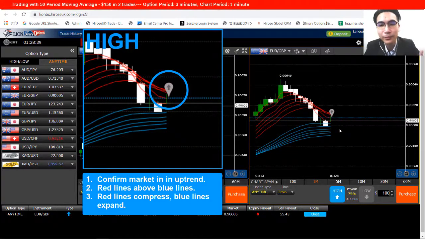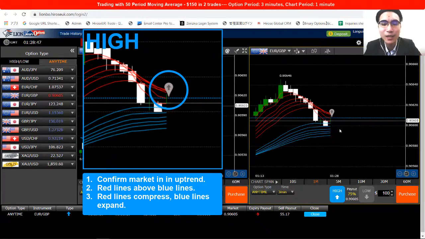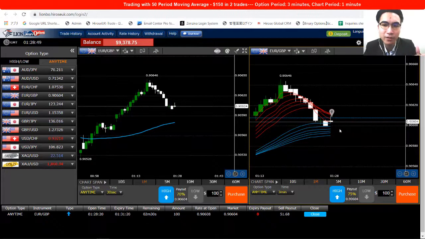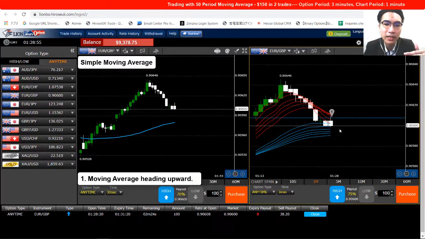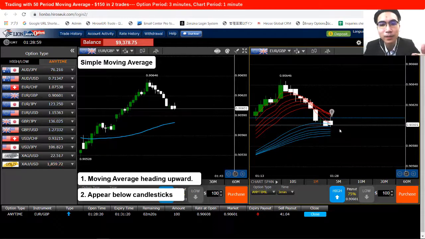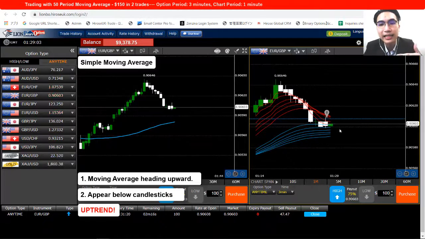And first, we need to confirm it's an uptrend, of course. After all these criteria are met, I opened a high option there. Again, I confirmed the uptrend by using the moving average on the left. Now we can see that the moving average is heading upward, and the moving average is below the candlestick, and that's a nice clean uptrend there.